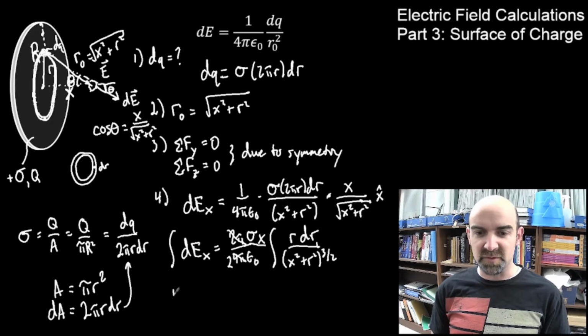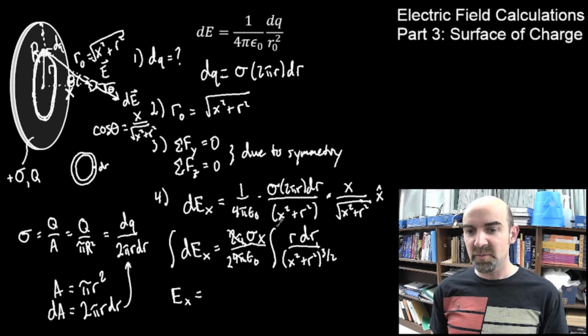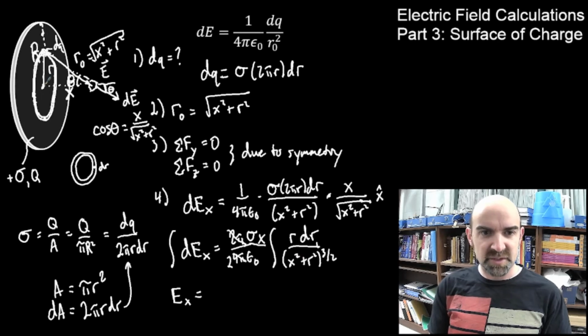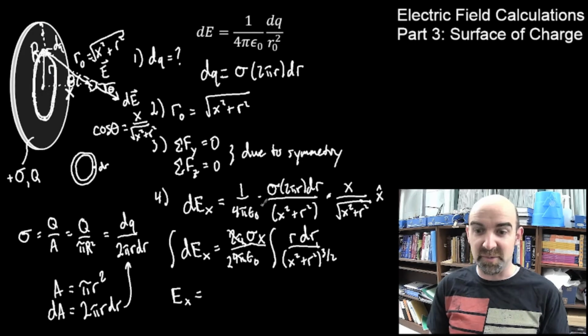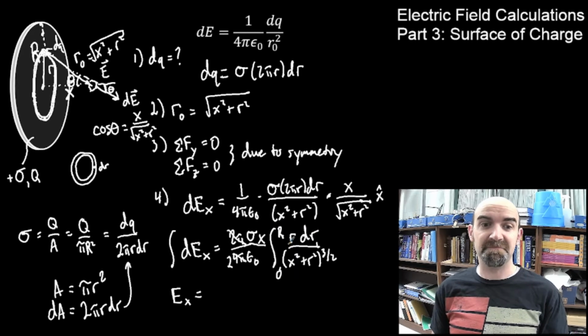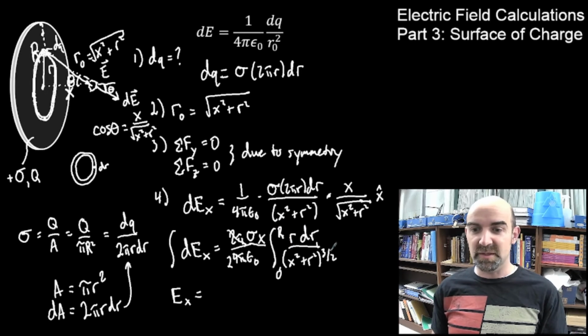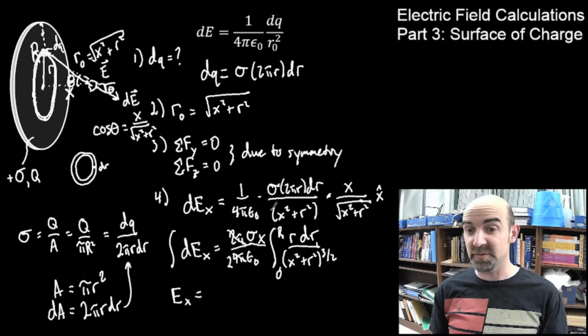This is going to give us our total electric field in the x direction. And what do we integrate this from? What are our bounds going to look like? Well, we're going to sum this up from an r of 0, where we're going to have a very, very zero radius ring, to larger ring, larger ring, larger ring. So we're going from a radius of 0 to capital R. 0 to capital R. Okay. And that should give us our entire electric field.